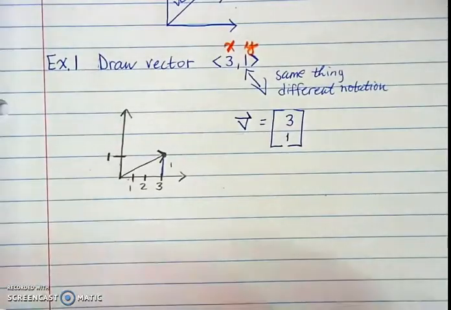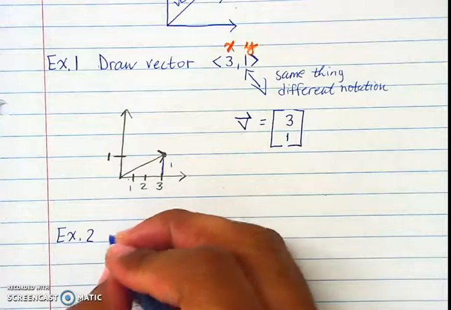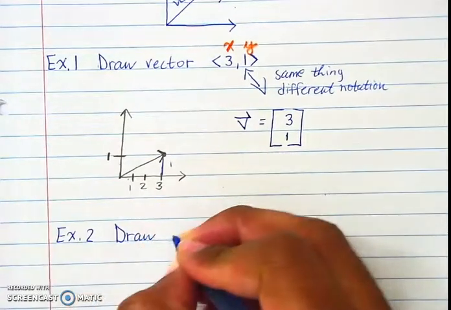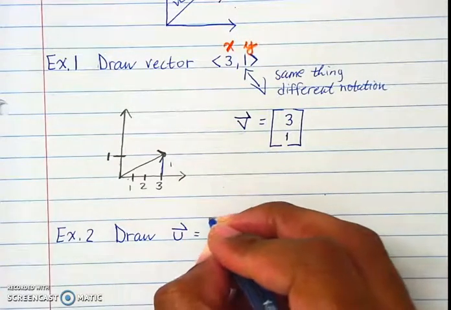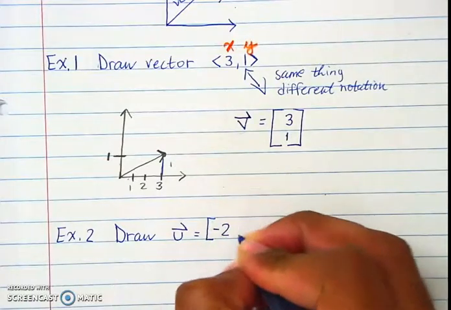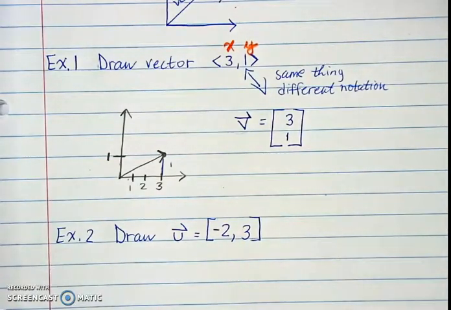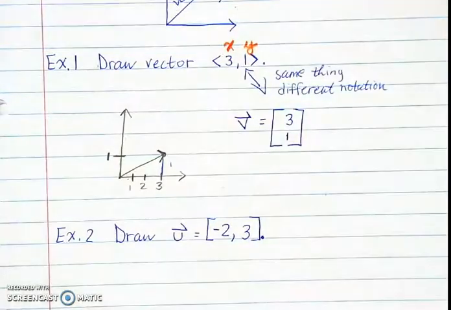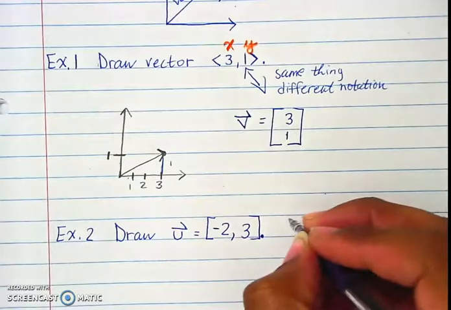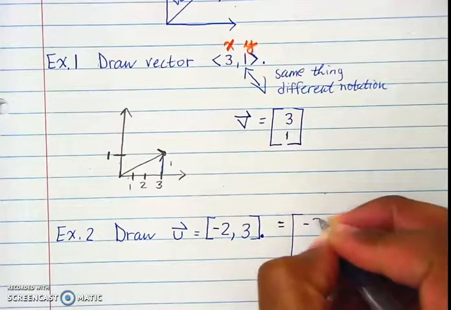Okay, so then let's go to example 2 because that was very easy. And here we're going to draw, and this is where we use the other notation, u equals negative 2, 3. And let's put a period there to end that. Now, here's another way of rewriting this so that we can see it again. There are multiple ways of writing it. You can also see it this way too.